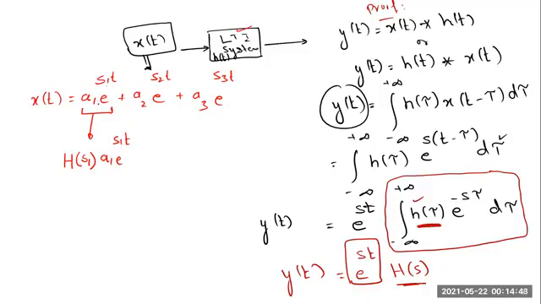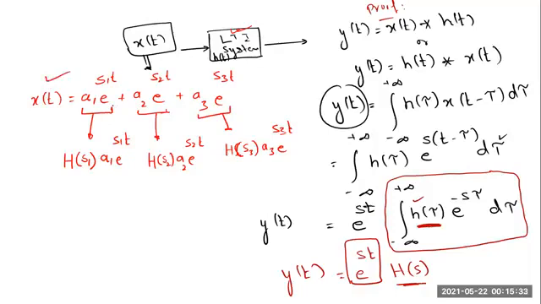Because this is the eigenfunction of the LTI system, we know that if an eigenfunction is given as input to the LTI system, the output is the same eigenfunction multiplied with the eigenvalue. Similarly, if we assume that only this signal component is applied to the LTI system, what will the output be? It will be H of s2 and then a2 e to power s2t. And similarly, for this particular input, the output will be H of s3 a3 e to power s3t.